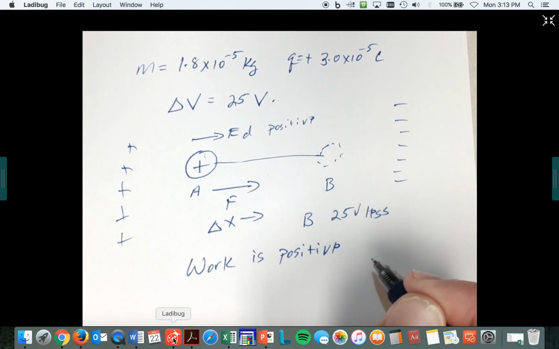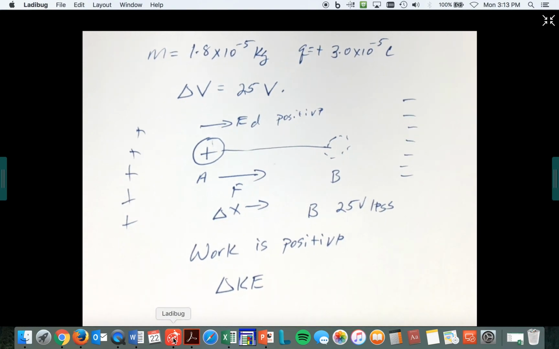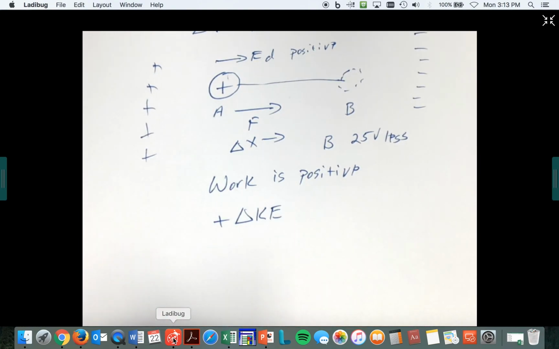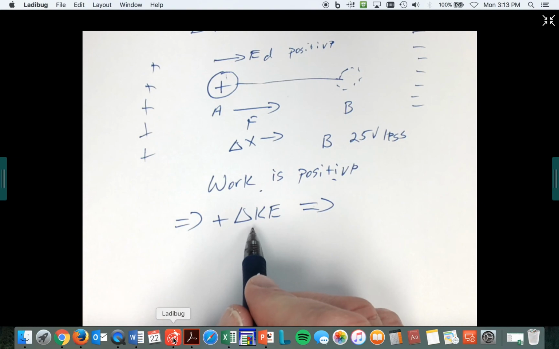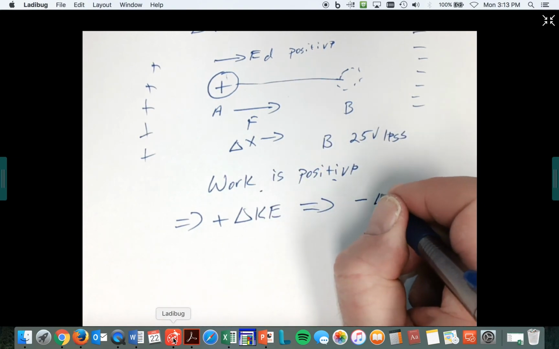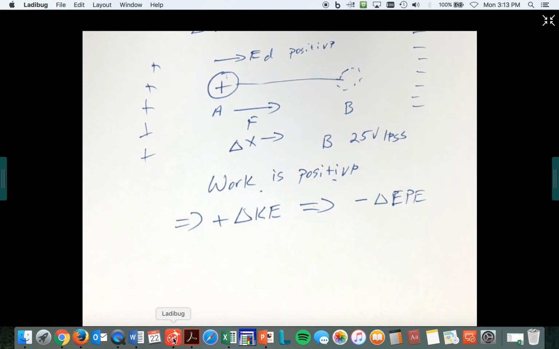So therefore, work is positive. If the work is positive, then that means there's a positive change in kinetic energy, which means there's a negative change in the electric potential energy. All right? So that works. So the work done from A to B is positive. And here's what it equals.